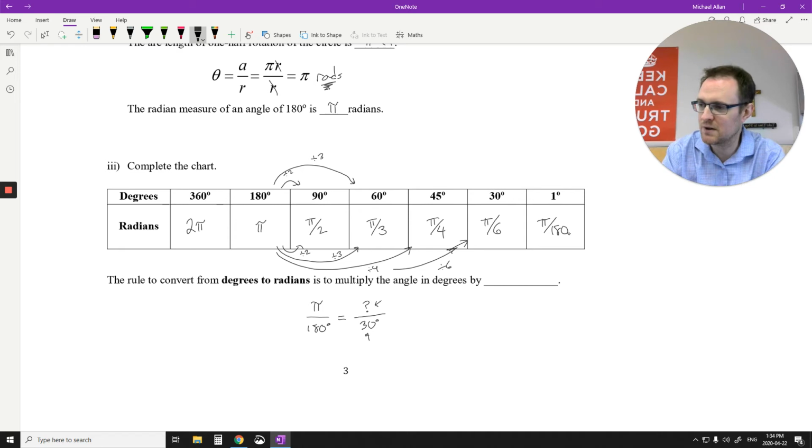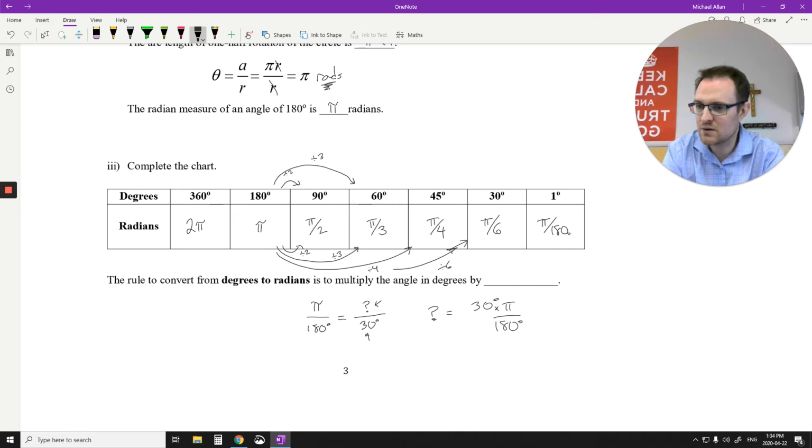You can set the ratio up other ways too. You can put the two numbers on the same side, the ratio of the radians on one side and the degrees on the other side. And then you just rearrange this equation. So here I want to find out what the radians of this is. So I'm looking for the question mark here. Times the 360 up. Okay, times that 360 up.